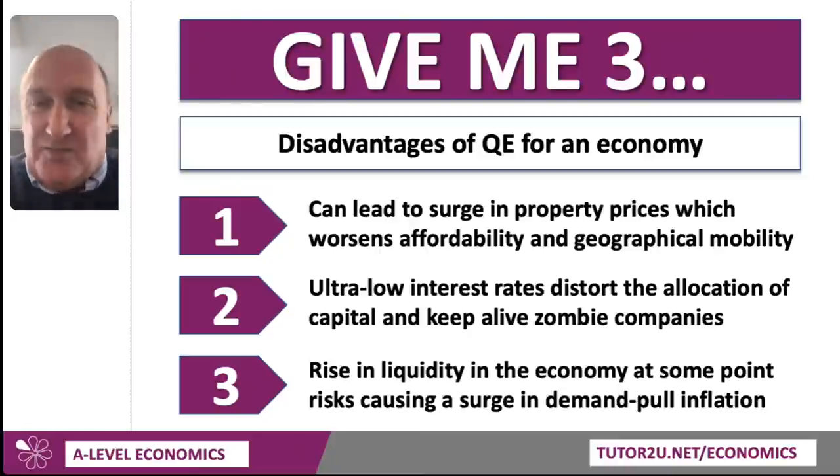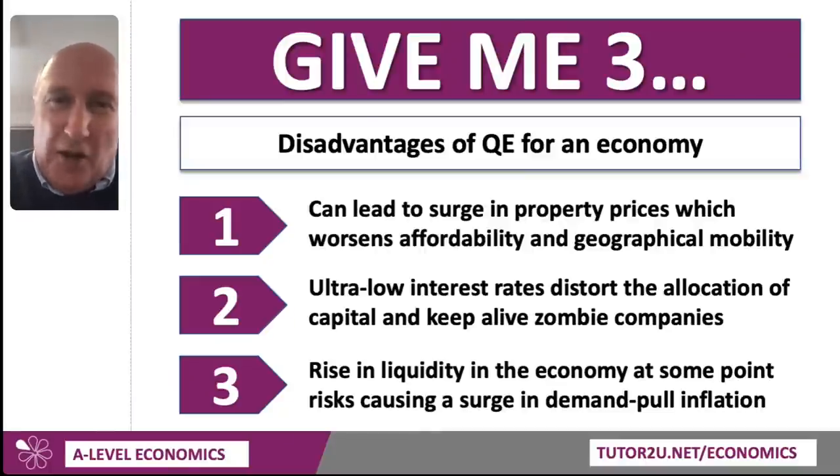Albie talks about malinvestment. If you have very low interest rates, some investment projects that really oughtn't to go ahead in normal times get given the go-ahead. And that can also be a distorted allocation of capital.